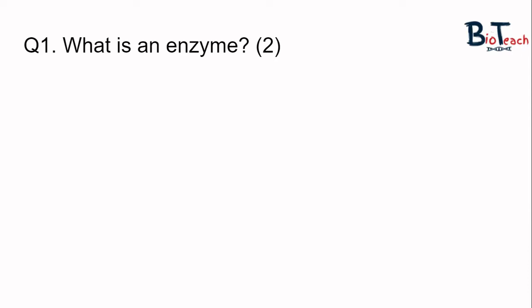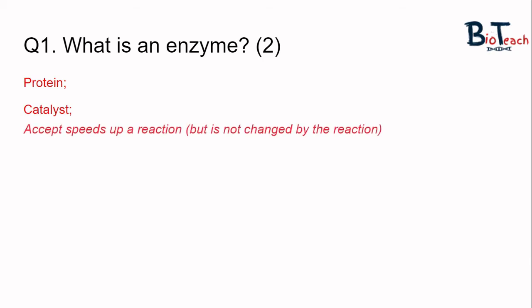So the first question, number 1, that I want to go through is some of the basics. For 2 marks, the question asks you to define what an enzyme is. The first thing that I would say is that an enzyme is a protein. You could always go on to say that enzymes are biological catalysts also. Both of these points would give you 2 marks, but there are some other points that you could make.